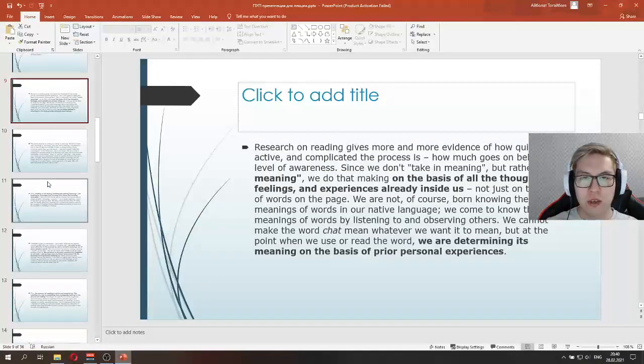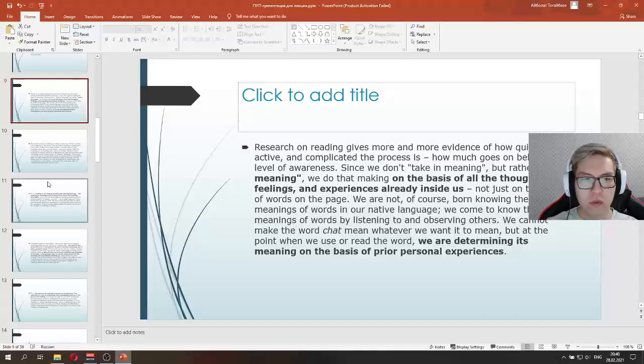Research on reading gives more and more evidence of how quick, active, and complicated the process is, how much goes on below the level of awareness. Since we don't take in meaning, but rather make meaning, we do that making on the basis of all the thoughts, feelings, and experiences already inside us, not just on the basis of words on the page.